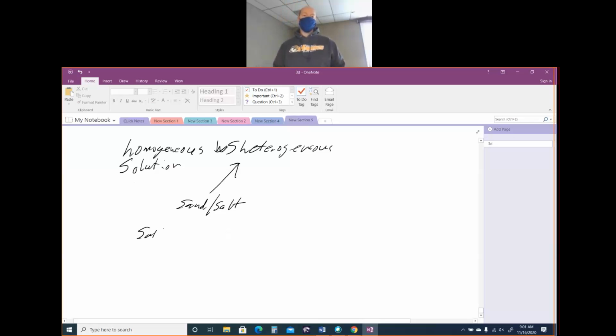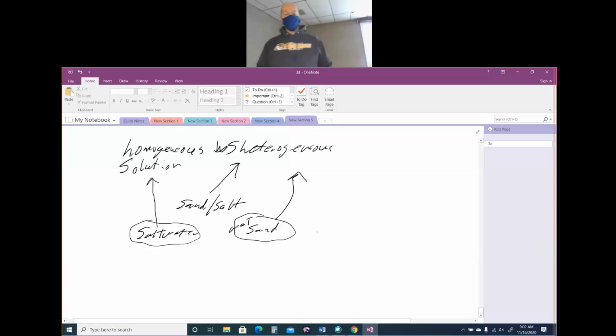We added salt water, and we had the wet sand. So that means it has water in it. Salt water is a solution, and that is a homogeneous solution. Wet sand, that means sand that has water, is definitely a heterogeneous mixture.